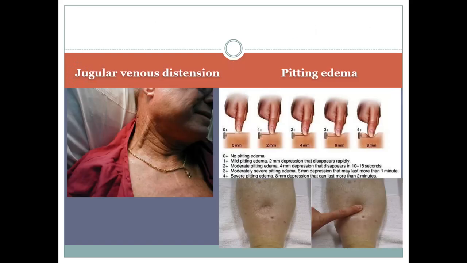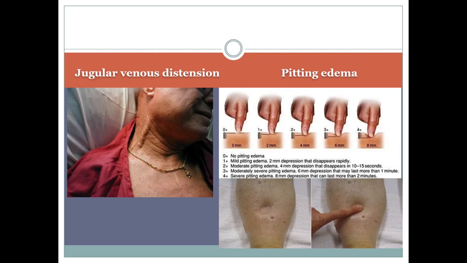So this is what some of those things would look like. So this is jugular venous distension. Normally you should not be able to see that. That implies that the veins are full of blood, right? It's not being moved from the right side of the heart to the left side of the heart. Tissue edema, sometimes referred to at varying degrees of pitting edema. So this is usually more on the lower extremities.